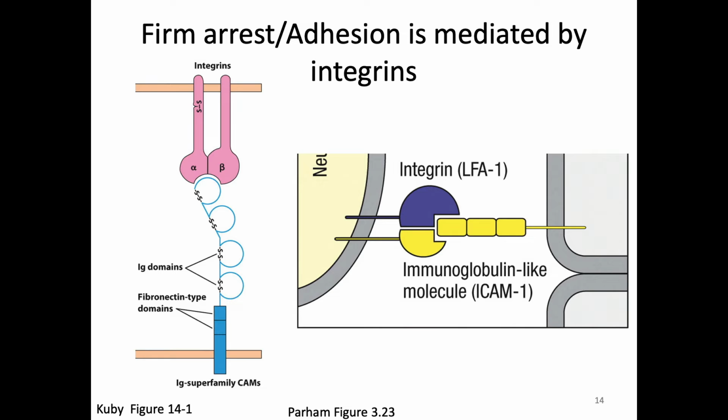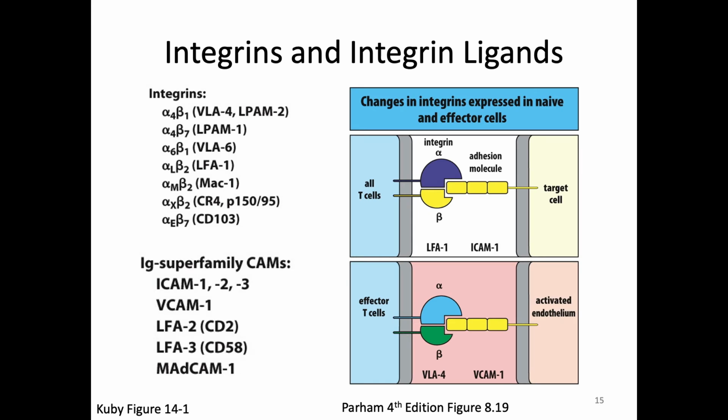Just like with the other two steps, this involves the interaction between two different partners. In this case, they're both generally proteins. One of them is called an integrin, and one of them is referred to as a CAM or a cell adhesion molecule. And you can see some of the CAMs listed here. And you can see examples of some integrins and CAMs listed here as well.